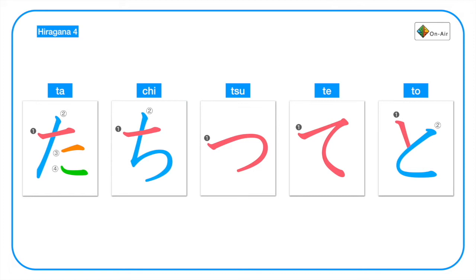The next group has the consonant T. So they are ta, chi, tsu, te, to. So notice here we have two special ones. The first one is chi, which is written as ti, not chi. So try saying chi, that is chi. And for tsu, it is the ending sound of cats, adding in the oo sound. So tsu. Ta, chi, tsu, te, to.